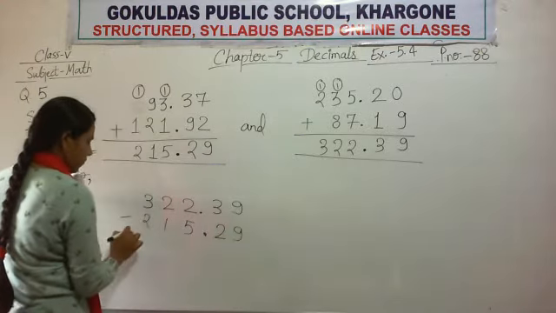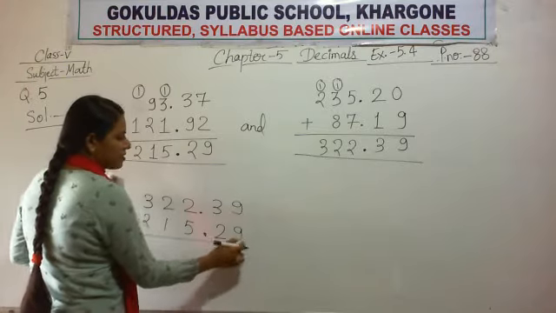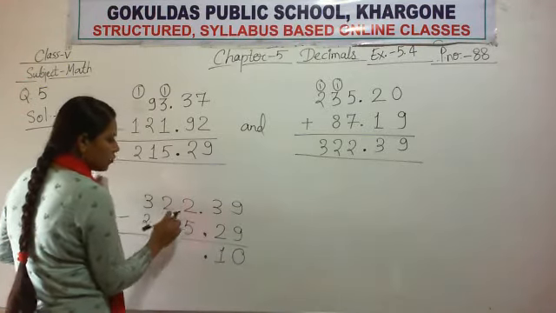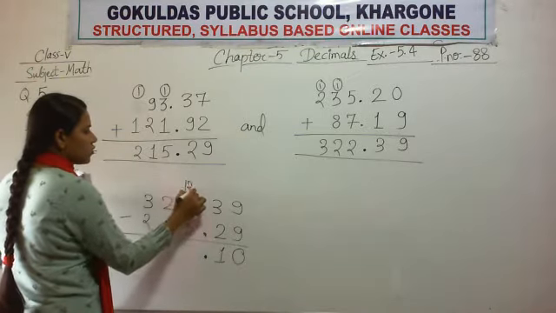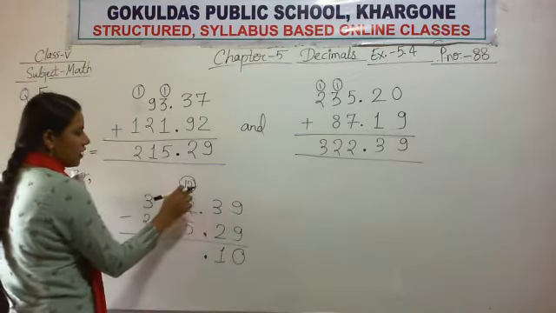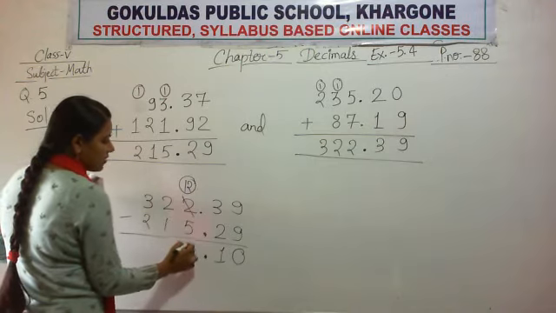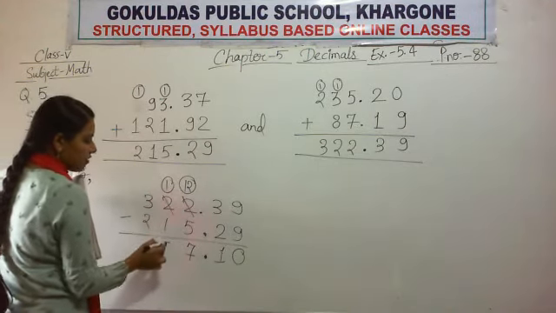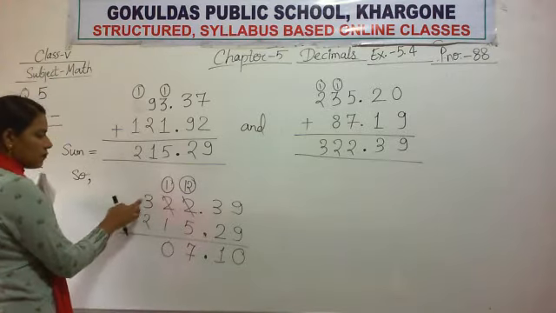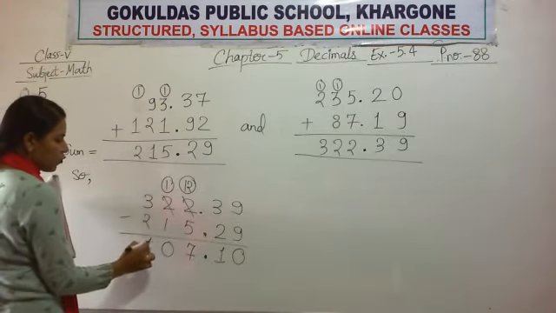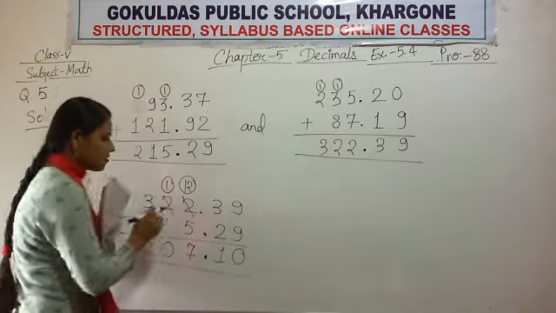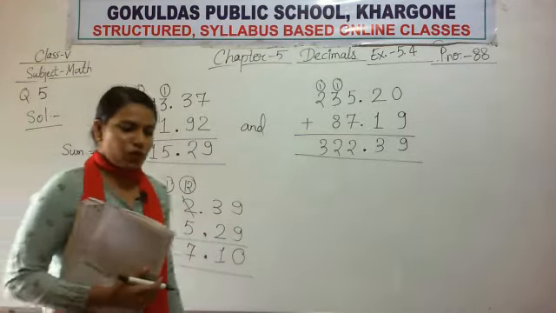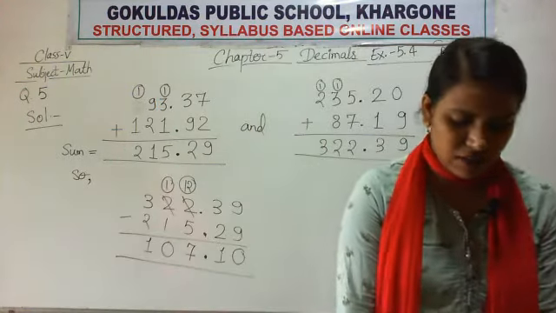9 minus 9 gives 0. 3 minus 2 is 1, decimal point. 2 minus 5 not possible, so take a borrow. It becomes 12. 12 minus 5 is 7. Here only 1 is left. 1 minus 1 is 0, and in the last column 3 minus 2 is 1. So when we subtract the sums, our result is 107.10. 107.10 is our result.